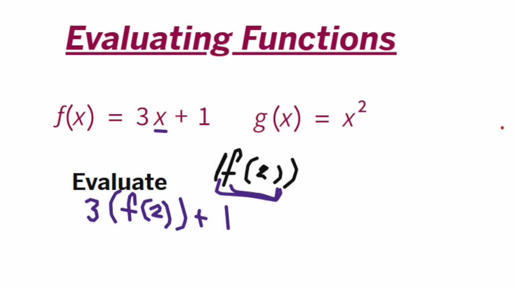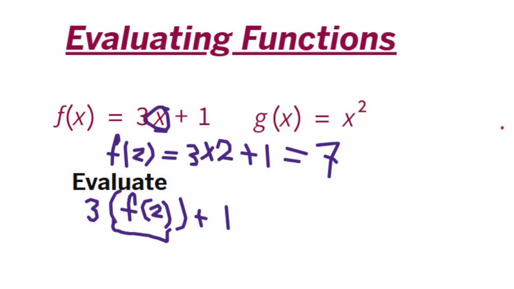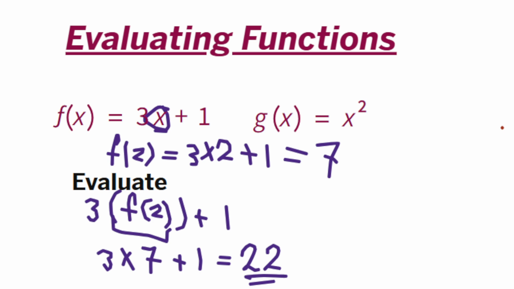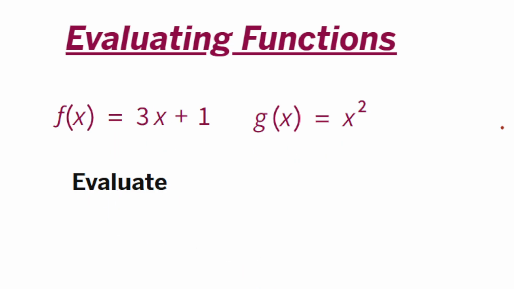But then you need to know what's f of 2. Do you know what's f of 2? F of 2 is 3, instead of x, we substitute 2, times 2 plus 1. So it's 3 times 2 is 6 plus 1 is 7. Then substitute this here. So it's going to be 3 times 7 plus 1. 3 times 7 is 21 plus 1 is 22. Do you get that? Let's do one more example and then I'll give you some questions to try.